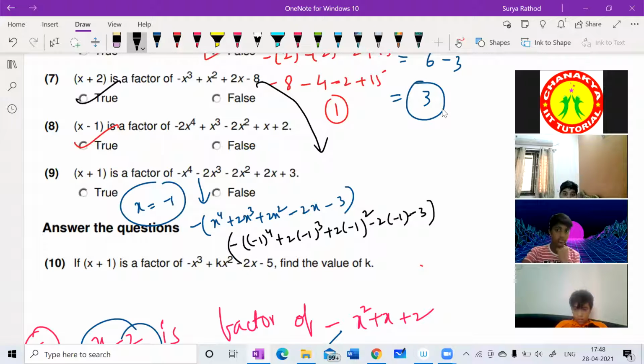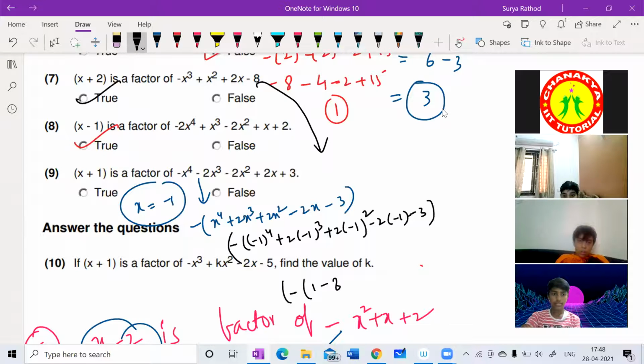Great. So look at this now. Minus 3 should be plus, sir, at the last. Yes, at the last it should be plus 3. Very good. So plus 2 plus 3.